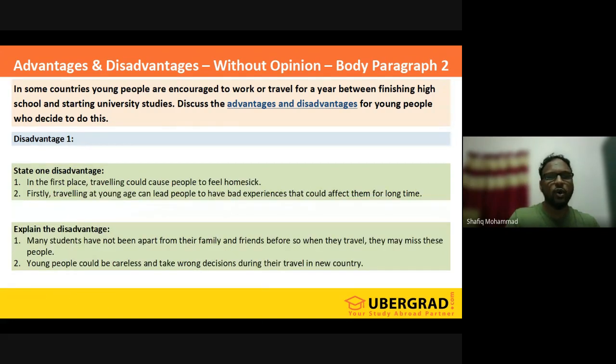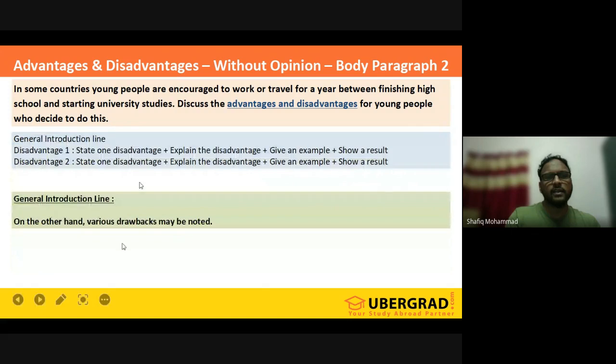So all you need to remember is, even if you're giving an advantage or disadvantage, state one advantage, then explain the advantage or disadvantage, give an example and show the result.